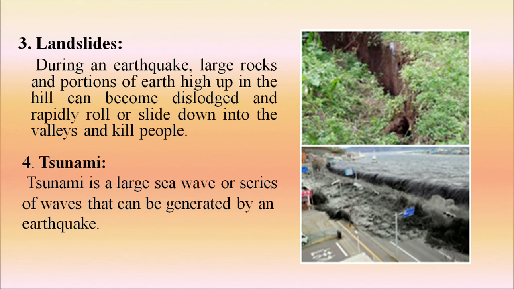Next is landslide. During an earthquake, large rocks and portions of earth high up in the hill can become dislodged and rapidly roll or slide down into the valley and kill people. Next is tsunami. Tsunami is a large sea wave or series of waves that can be generated by an earthquake.